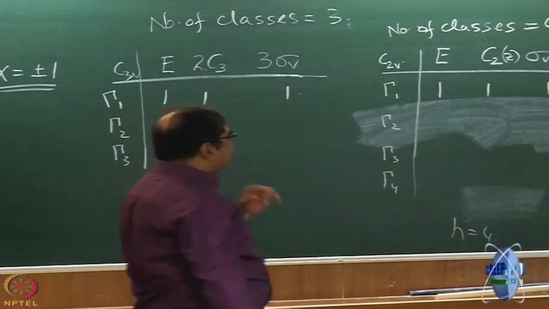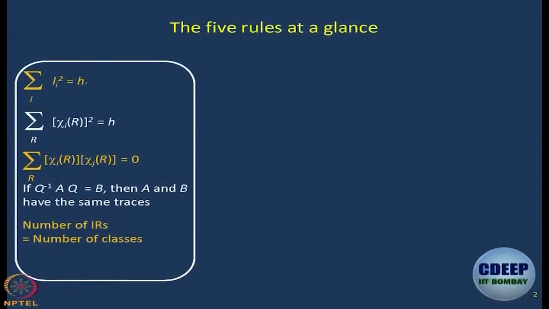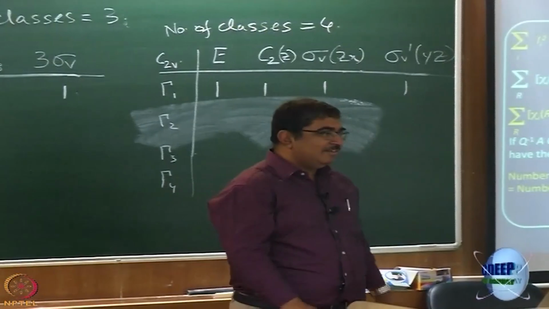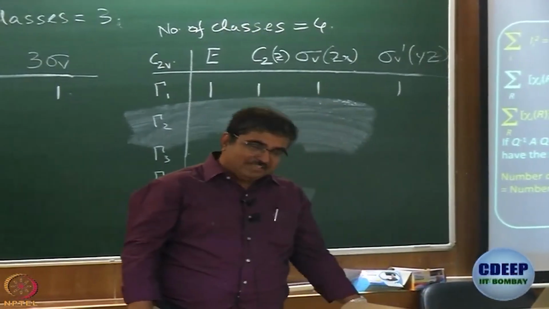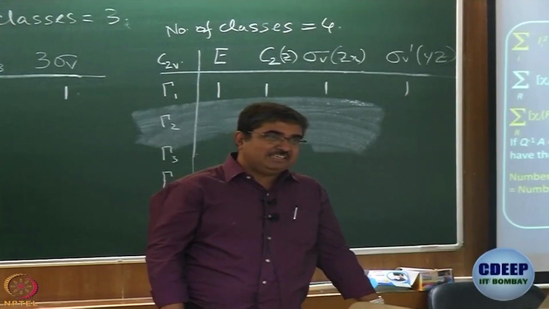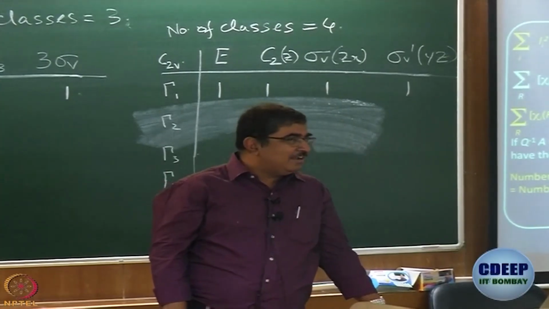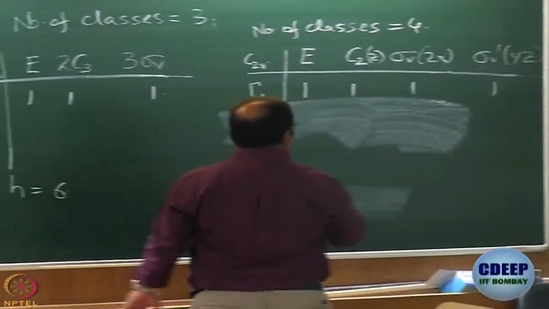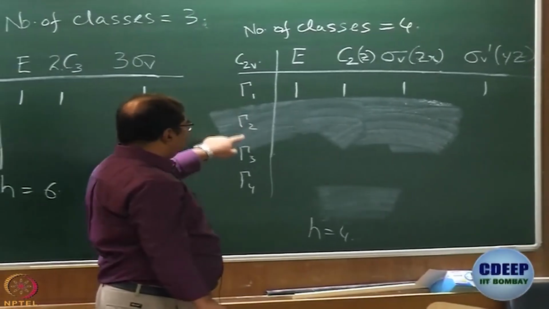Now, what is the next rule? Second rule is sum over i, actually it would be the third rule because we have already used up this one, isn't it? Sum over i of Li square equal to H. What is Li? Yes, it is the dimensionality of the ith irreducible representation, okay. Now, here H equal to 4 and there are 1, 2, 3, 4.